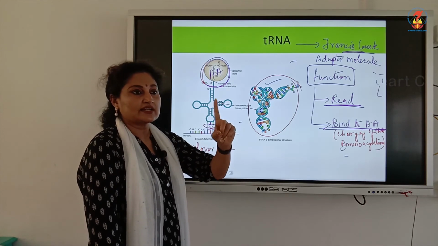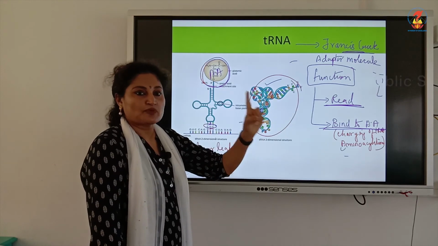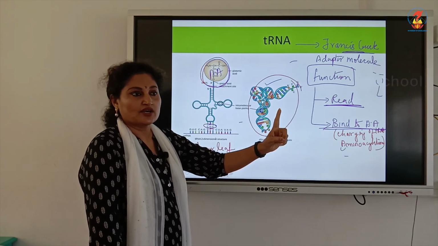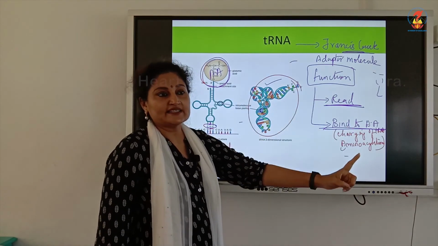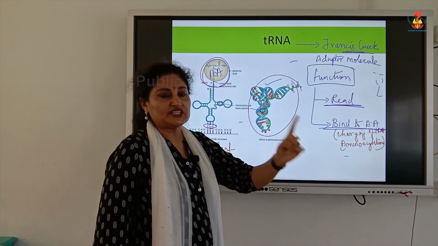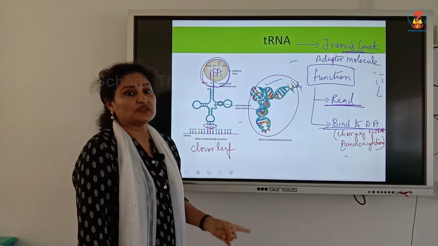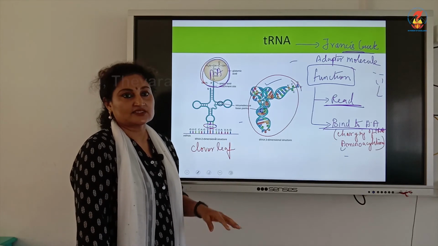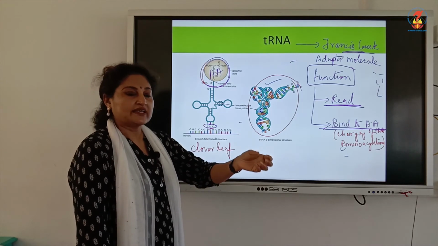Not the same tRNA brings different amino acids. For methionine, there's one specific tRNA. For proline, there's a specific tRNA. For phenylalanine, there's a specific tRNA. For serine, there's a specific tRNA. For each and every amino acid, 20 different amino acids, there are 20 different tRNAs. It's not that tRNAs are taking turns and bringing different amino acids.